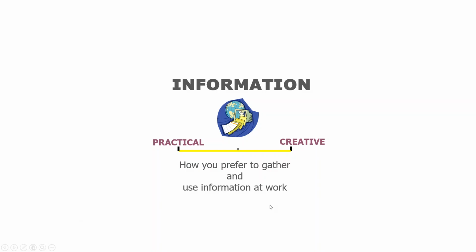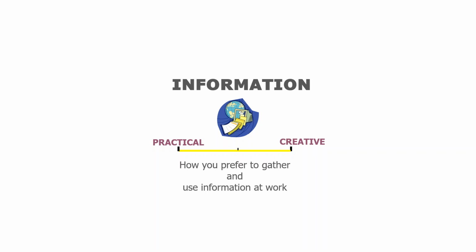Now, the next one is information. How do you like to gather and use information at work? I'm going to share some information with you shortly, and I'm going to ask you over on the right-hand side to type in what you see. There's no right answer here, so this is not a test, but I do want you to type something in the question box, okay? When you type something in, it'll give us a clue about whether you are practical or creative in terms of the way you process information.